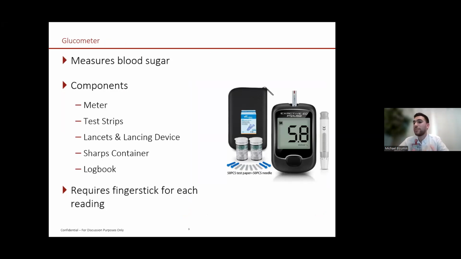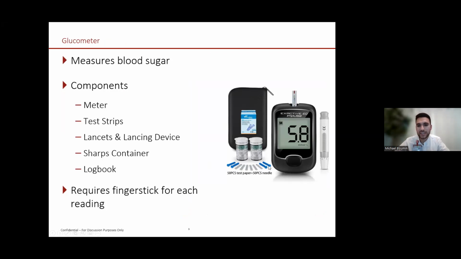Glucometers are something that everybody should have if they have a diagnosis of diabetes. It helps measure your blood sugar. It has several different components. You can see here on the right, you have your meter, which tells you the reading. You have the test strip, which is inserted, and where we drop a little bubble of blood to get that reading. We have the lancet and the lancing device.